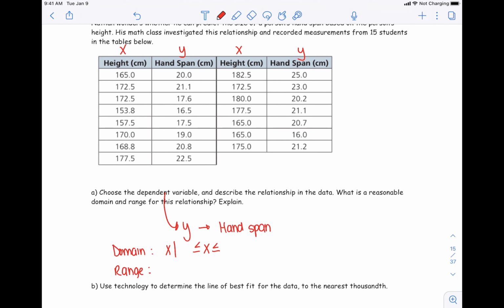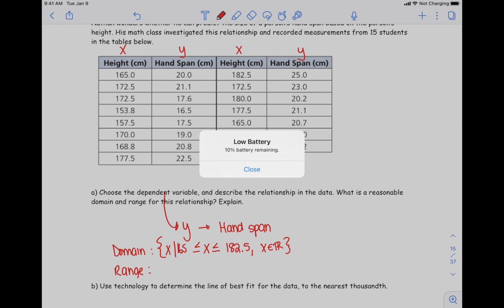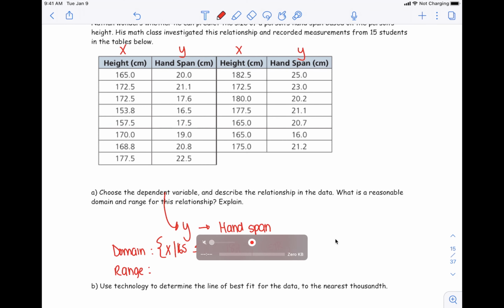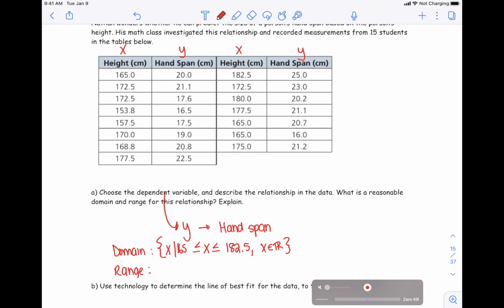So our smallest height, if you look, it looks like it's 165. So that's going to go to your left side. So 165 is going to go to the left side of that x, and your highest amount seems to be a height of 180.5. And then we would say x ∈ ℝ, because there are values in between there. Any kind of height in between those would be acceptable. Okay, so our smallest height up to our largest height when it comes to domain.